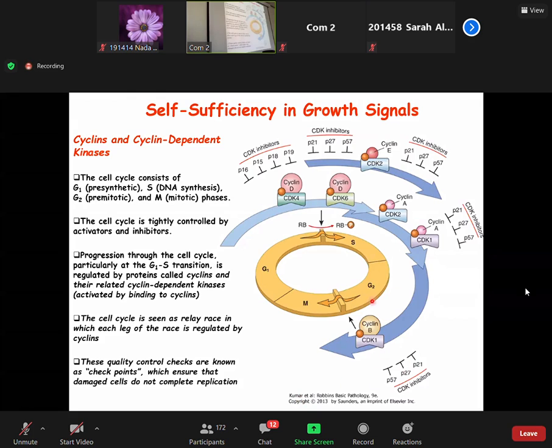Now, the retinoblastoma gene is not there alone. The retinoblastoma gene is kept in an active form. And it's kept in an active form because it is hypophosphorylated. Remember that, okay?